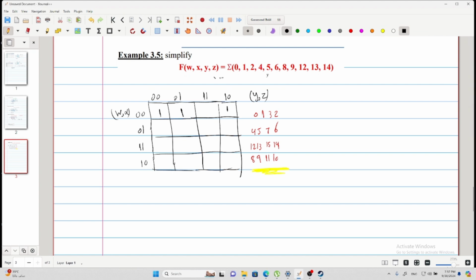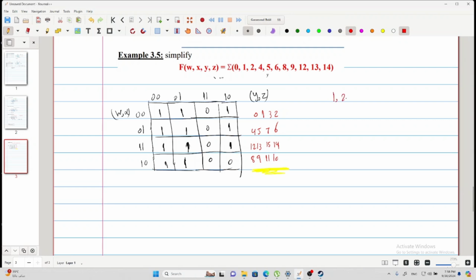So we have 0, and then we have 1 and 2 and 4 and 5 and 6, and then we have 8, and then you have 9, and then you have 12 and 13, and then you have 14. Okay. So you see, this is the table we come up with. So the rest is actually 0. Then we look at what is the maximum group, the biggest group that we can have.